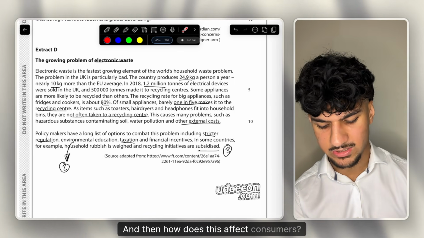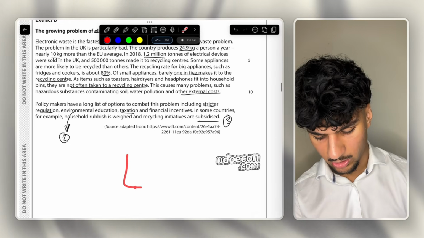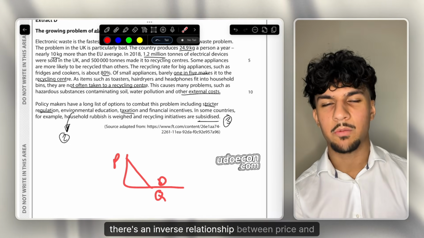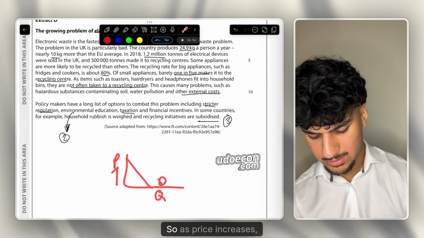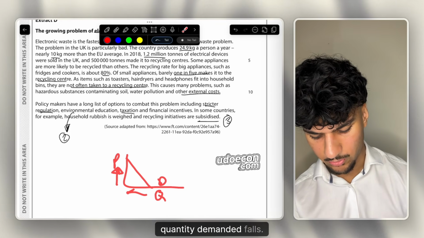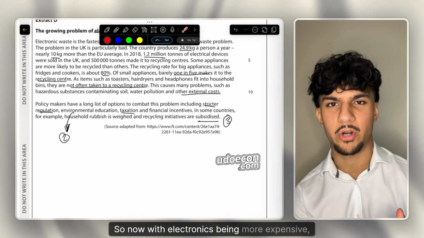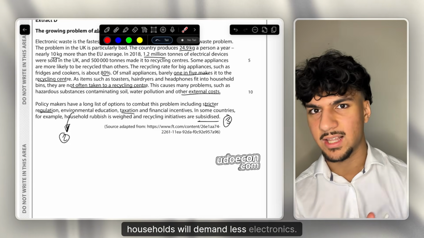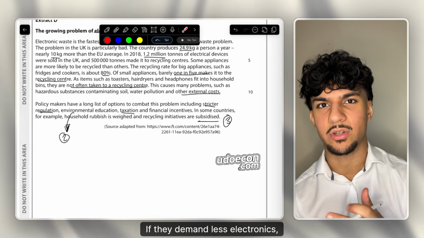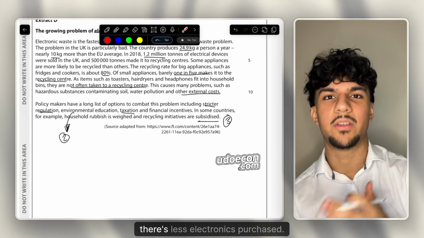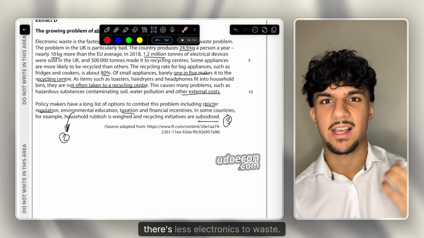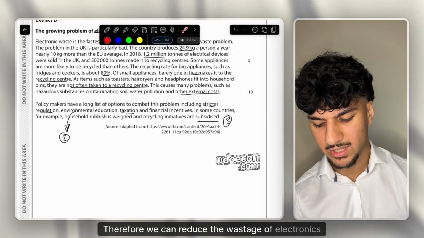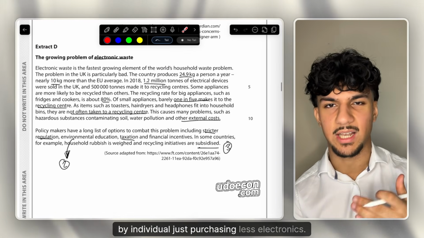And then how does this affect consumers? As we know, the law of demand, so if you look at the demand curve, there's an inverse relationship between price and quantity demanded. So as price increases, quantity demanded falls. So now with electronics being more expensive, consumers, households will demand less electronics. If they demand less electronics, it means less electronics are purchased. If there's less electronics purchased, of course there's less electronics to waste. Therefore, we can reduce the wastage of electronics by individuals just purchasing less electronics.